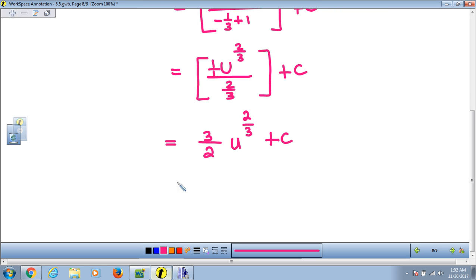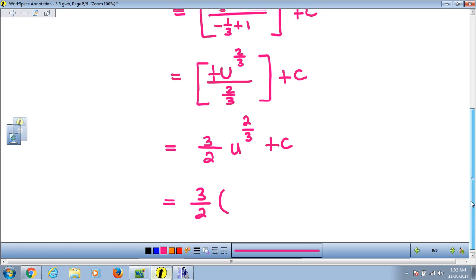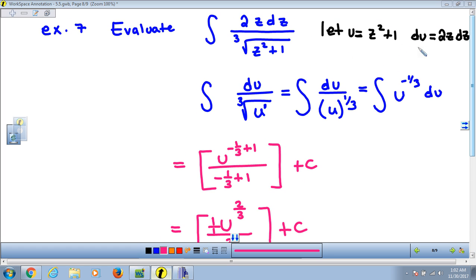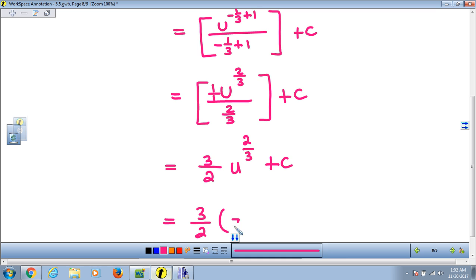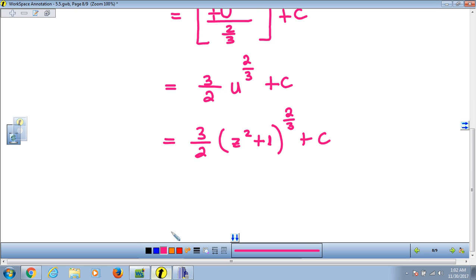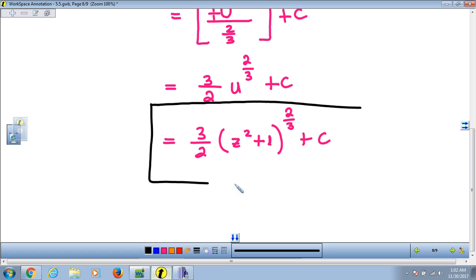Now you can bring what the u is supposed to be equal to. We go back to the very beginning, u is supposed to be z squared plus 1. So you put here z squared plus 1 raised to the 2/3 plus c. And that's it. That would be the entire simplification for this. Okay. That's that problem.